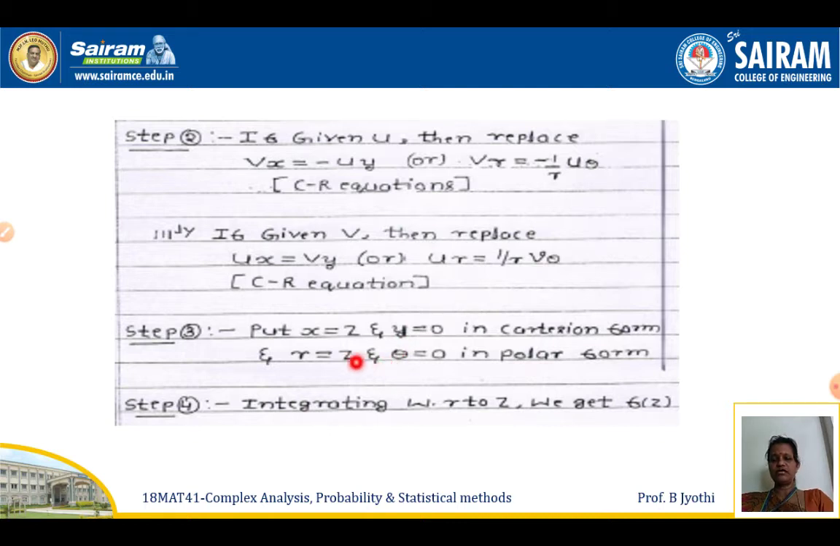Next step is to put x equals z and y equals 0 in the Cartesian form, and in the polar form r equals z and theta equals 0. After this, the next step is to integrate with respect to z. We will get f of z.